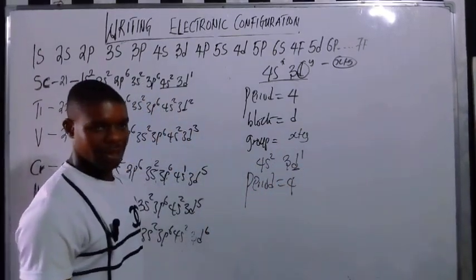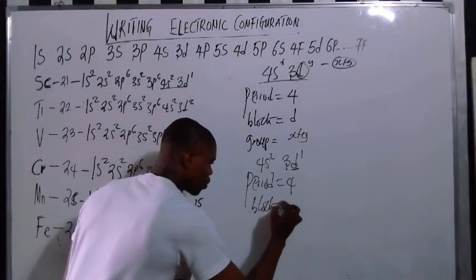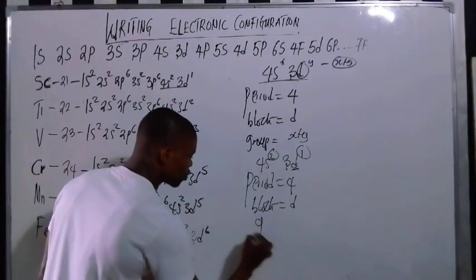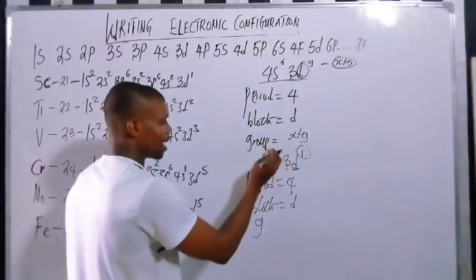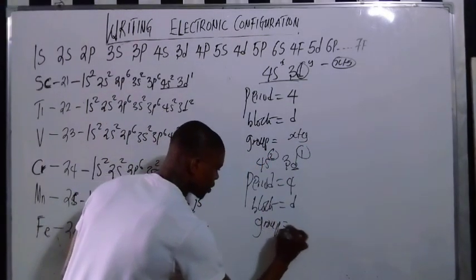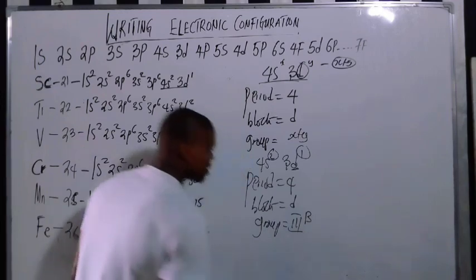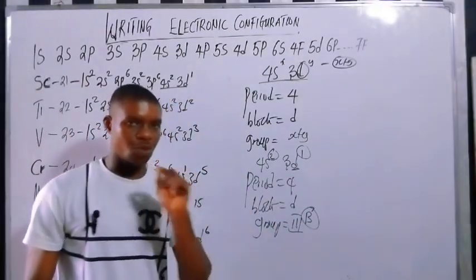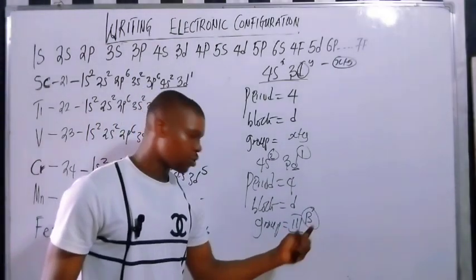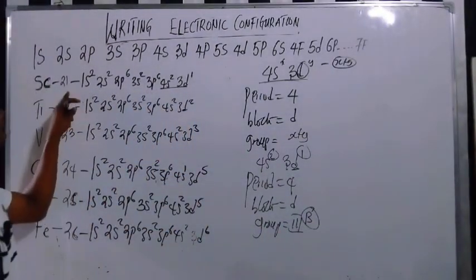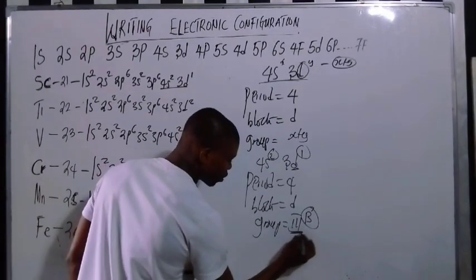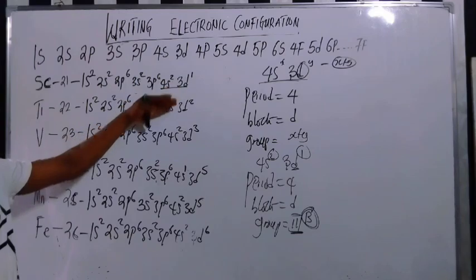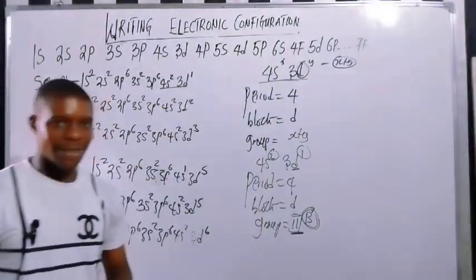Now, what is the block? It's always the d block. Block d. Now, what is the group? You add them together. So it will be group 3B. The transition metal is always represented by B. This is one thing to understand. So this one here belongs to period 4, group 3B. That is it. You're still going to do all of them till you get to the last one.